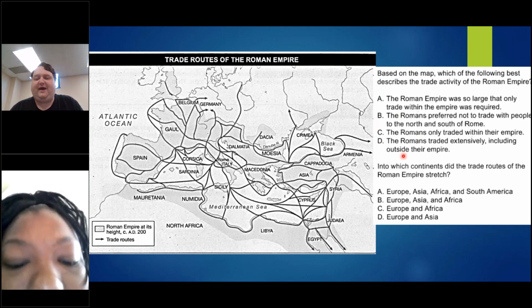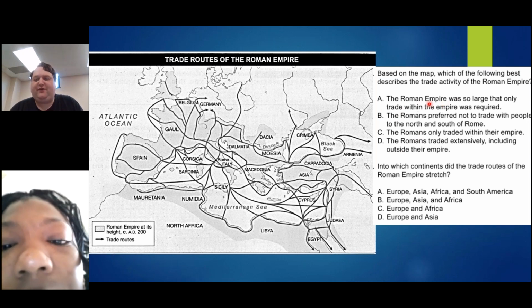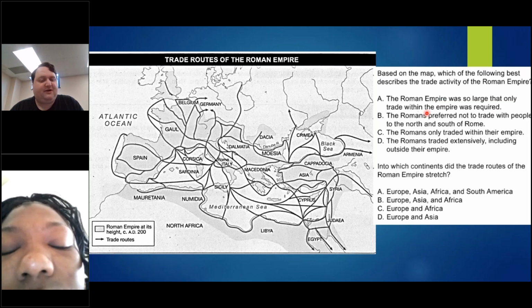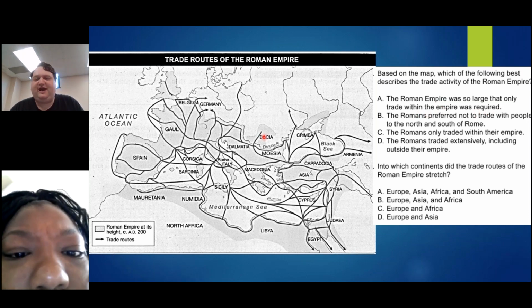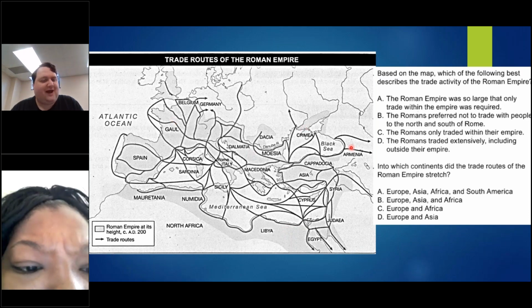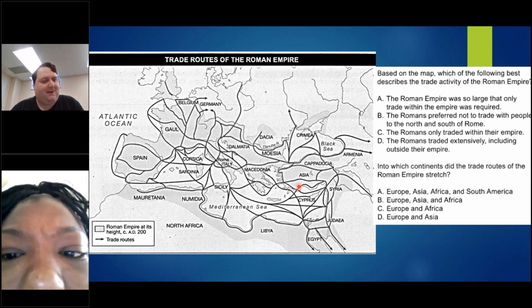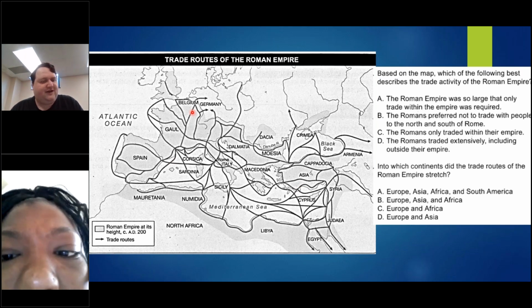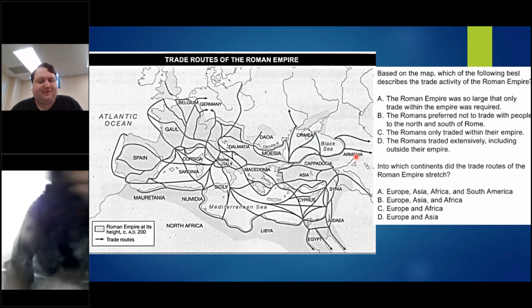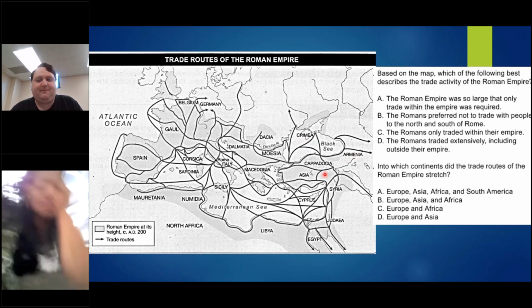and false? So A, the Roman Empire was so large that only trade within the empire was required. Well, the Roman Empire does cover a lot of land here, but is there any trade that goes outside the empire? Again, the shaded region is the empire. The trade routes, all these lines, are going all around. But I see up here, the empire stops right up here, but the trade route goes into the next country over. It goes from Belgium to Germany, or it leaves what we would call Gaul or France and goes into Germany. We can also see trade routes leaving the empire over here in what's called Crimea, or by Armenia, or down here by Syria. The lines go in and out of the empire.